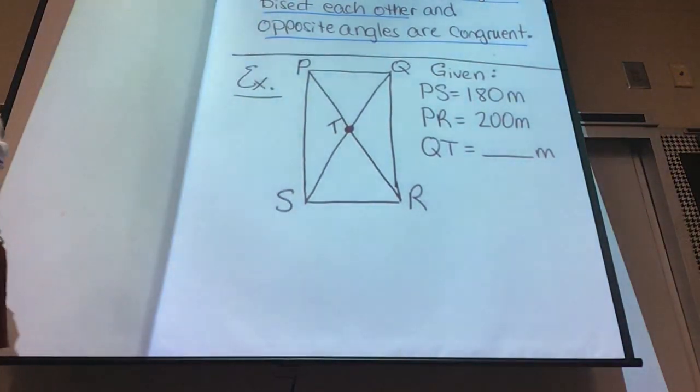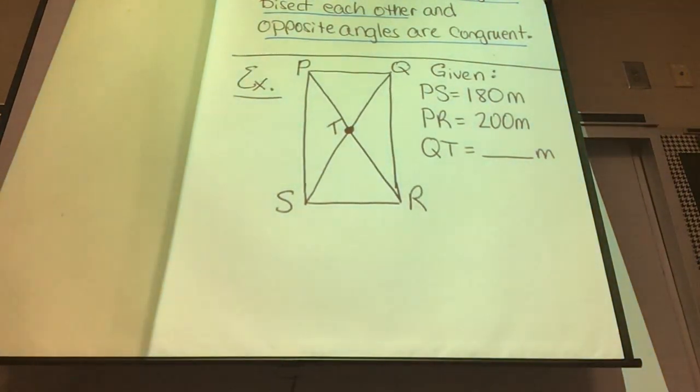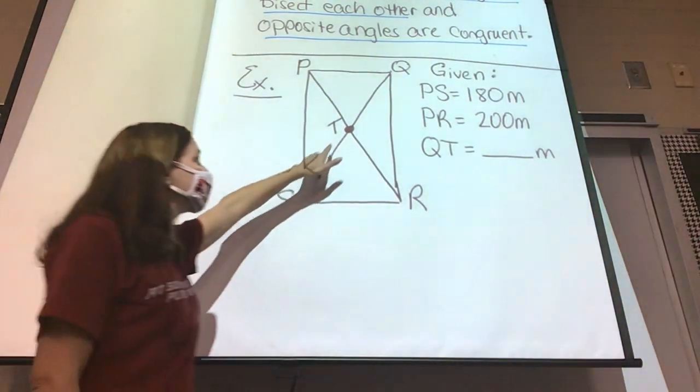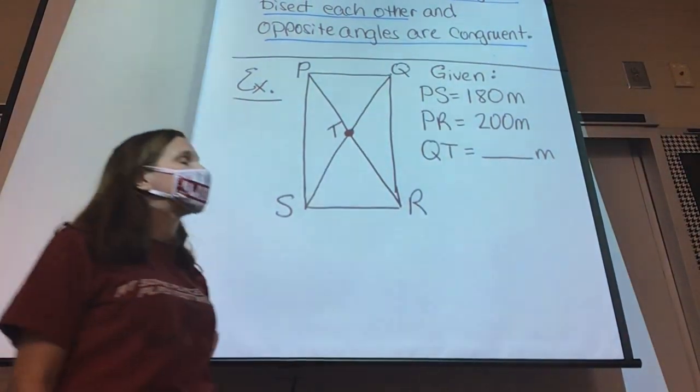Okay, I've gone ahead and put up our first example here. What we basically have, according to the book, is a park. It has two diagonal walking paths. They've already told you that PS is 180 meters and PR is 200 meters. They want you to find QT. Now T is the midpoint where the two diagonals intersect.